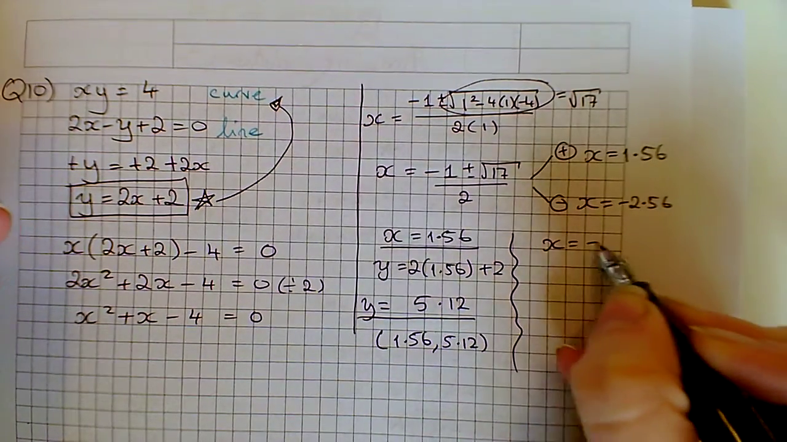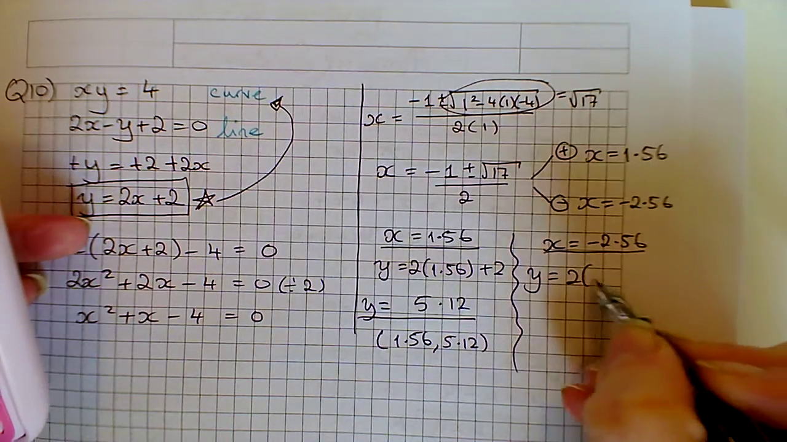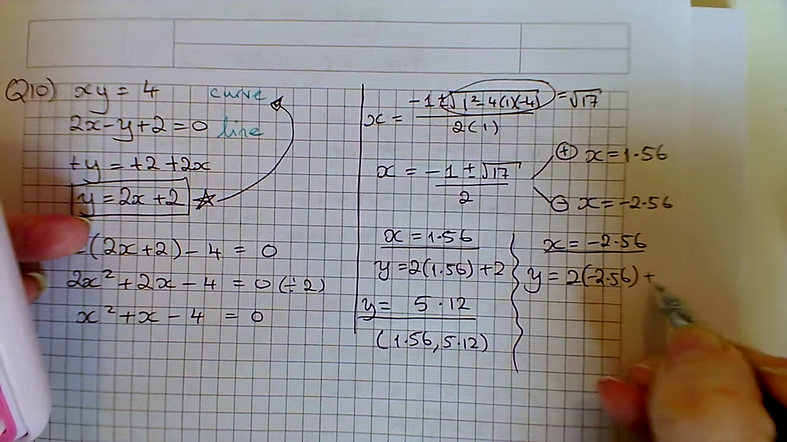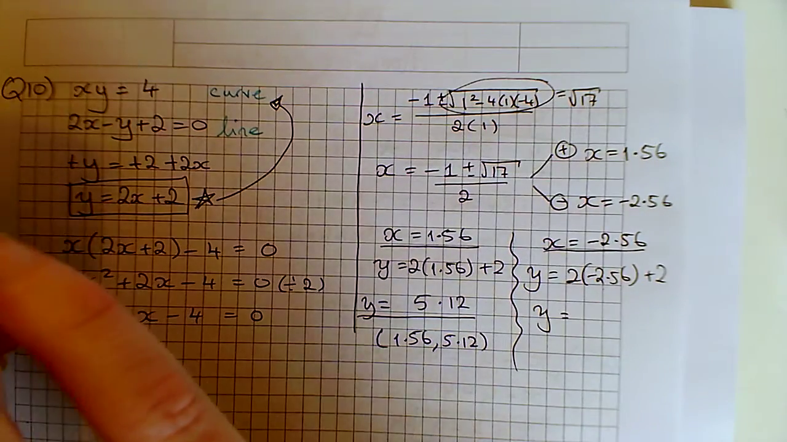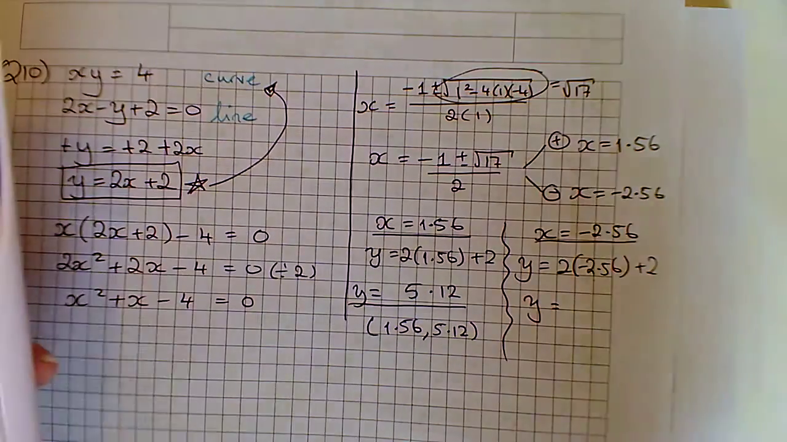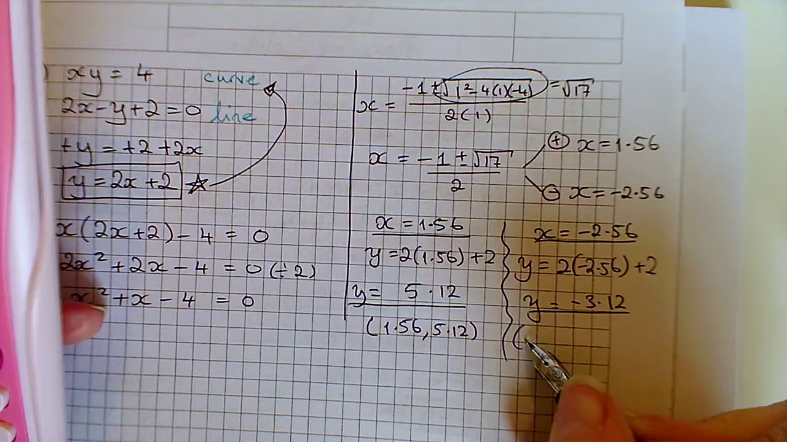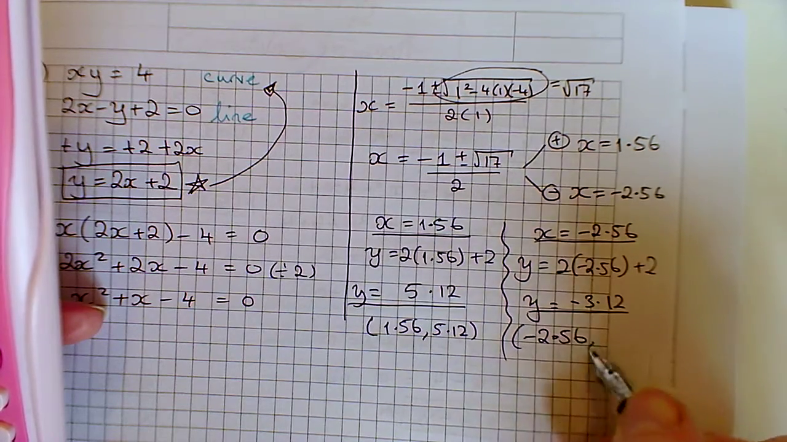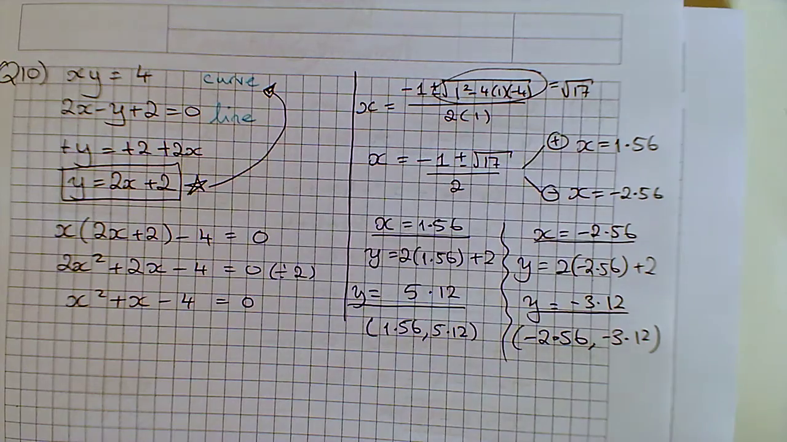Or when x is equal to minus 2.56, y is equal to twice that plus 2. So y is equal to 2 minus 3.12, and we have the point (minus 2.56, minus 3.12). So those are my 2 points.